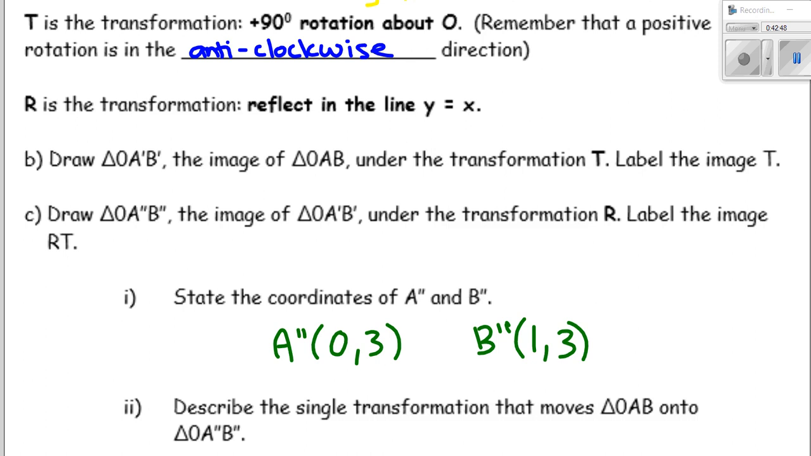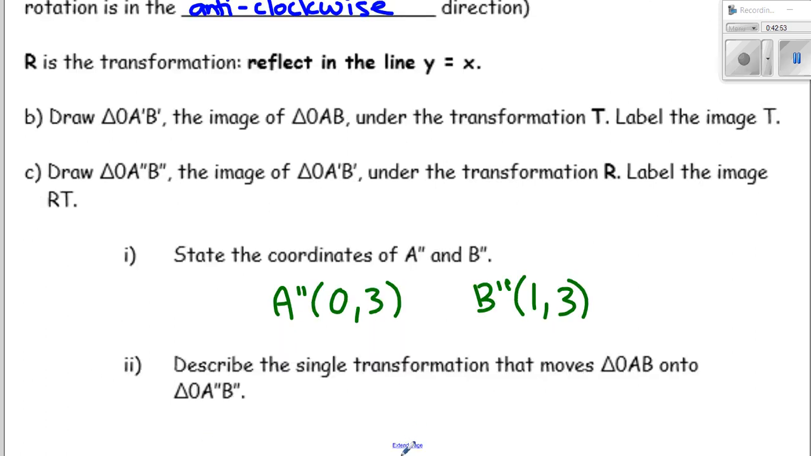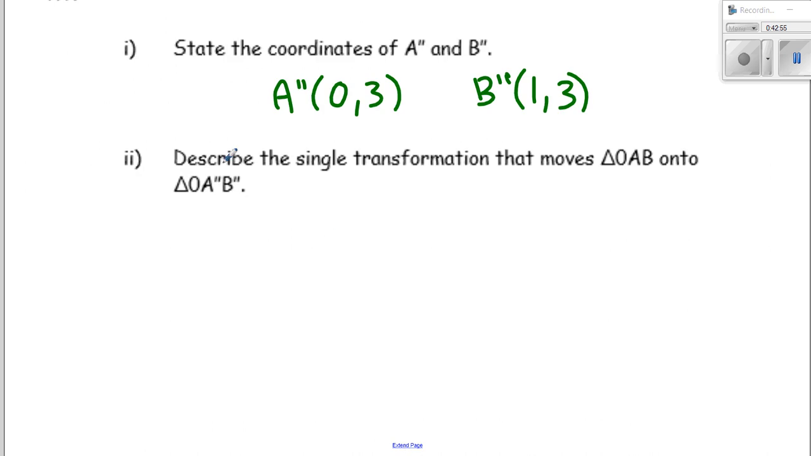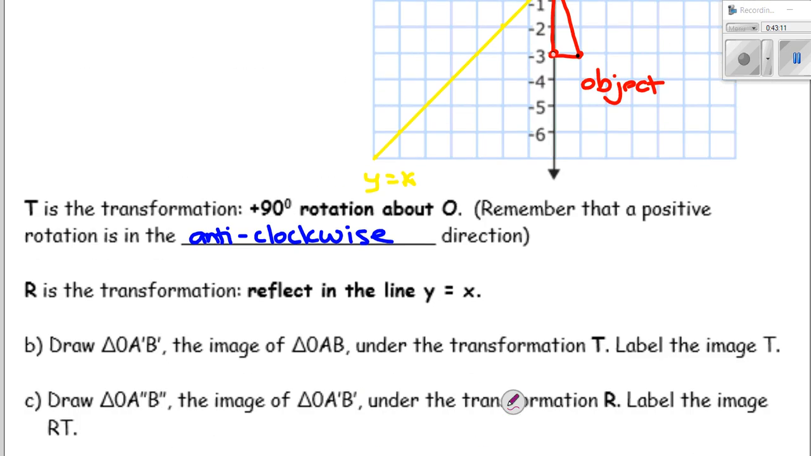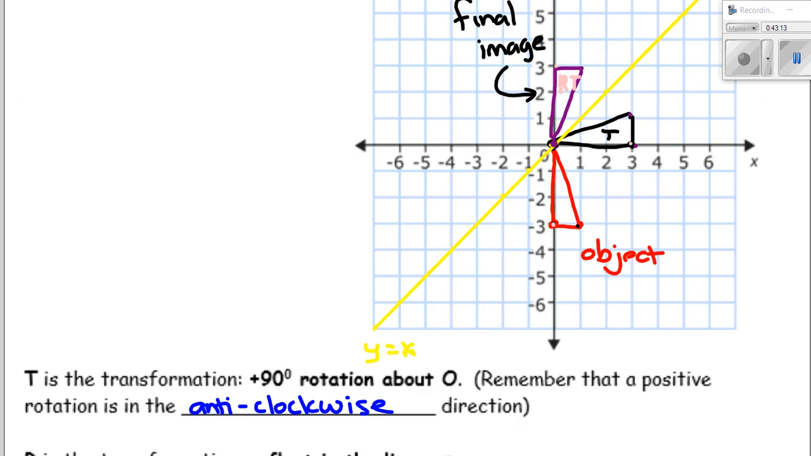Lovely. Then you're asked to describe a single transformation. This is a very popular question in topic assignments, exams, and all that kind of thing. Describe a single transformation that moves triangle OAB, which is the object, the original red one, onto the final one, which is in purple. It's not the black one, it's the original red one, because there are no dashes on it. It's similar to what we've been asked to do on the other ones. So what would be a single transformation that would map the red one onto the purple one? Have a little think about it first.